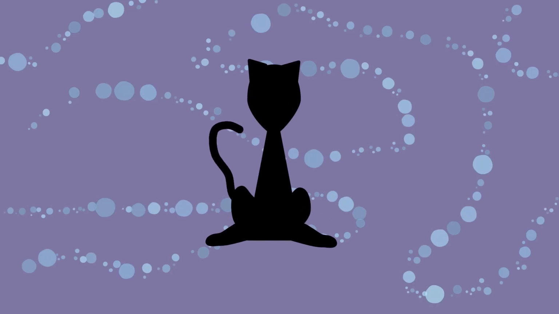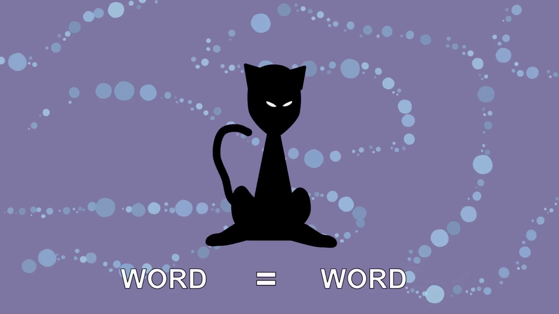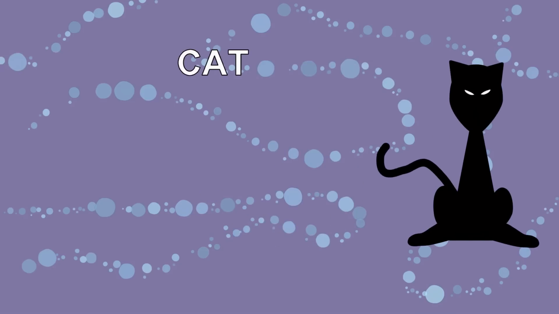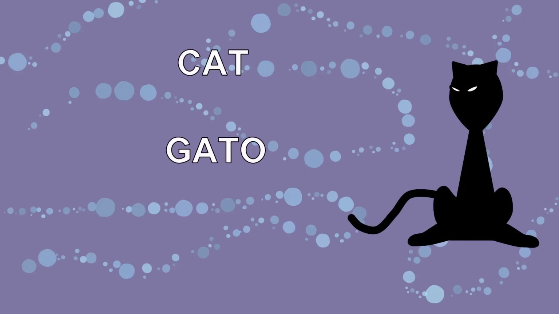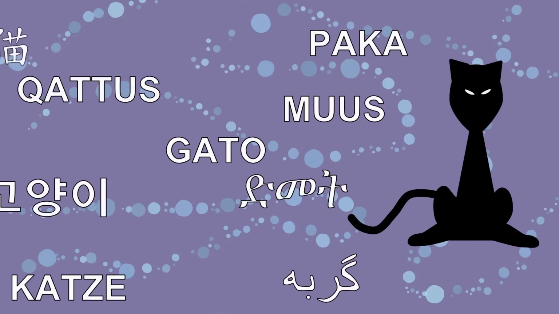Now you would think that for every word in English, there would be a version of that same word in every other language. After all, we have a word for cat, Spanish has a word for cat, Turkish has a word for cat, and so on and so on. But this isn't always true, even for very simple words.